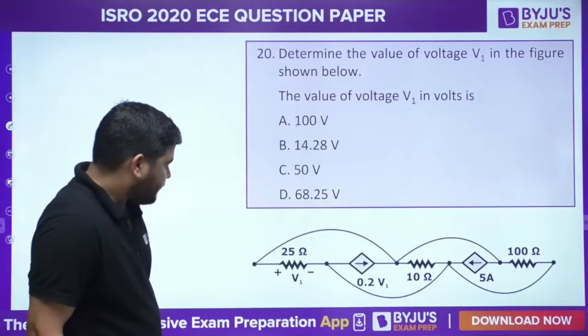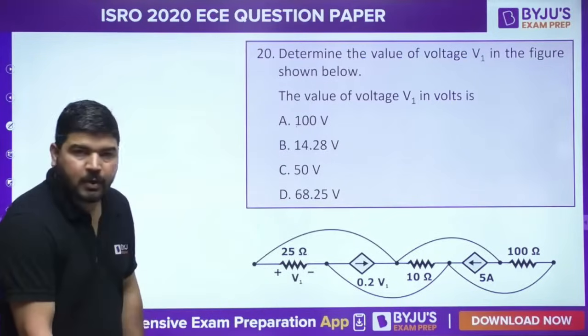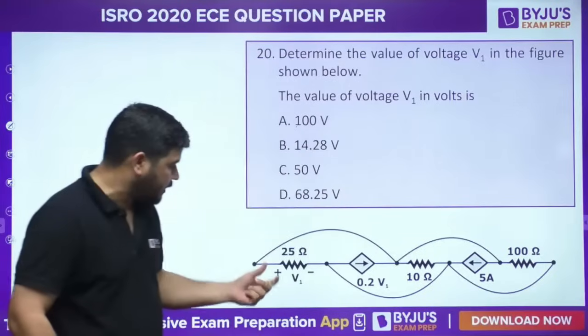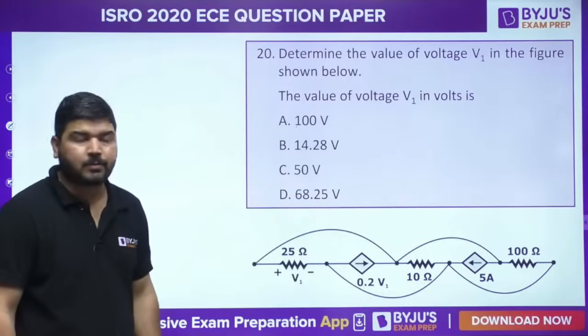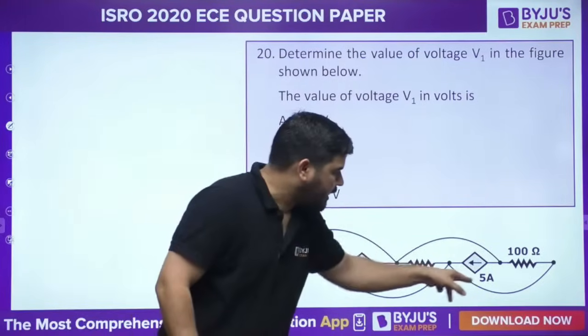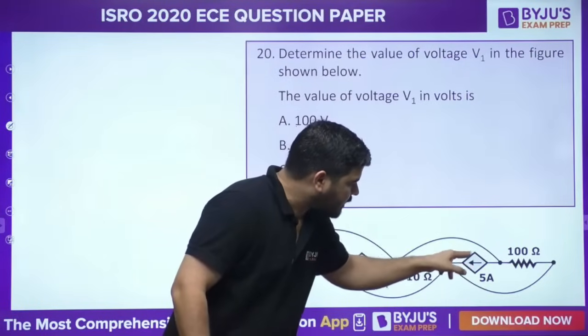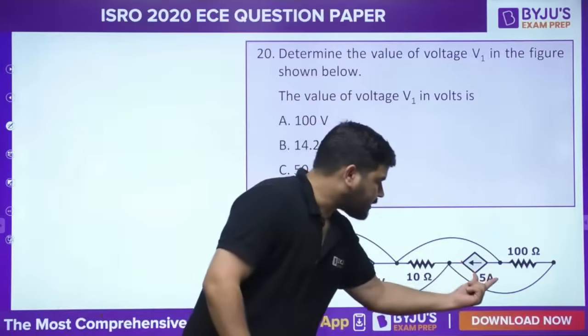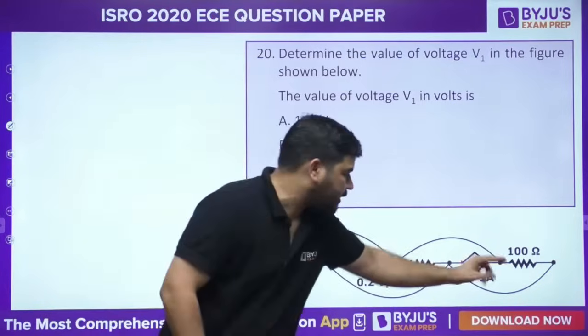In this question, we need to calculate this voltage. The circuit is provided to you. How to calculate this voltage, guys? It's very simple. There is one independent source. Though it is shown in the diamond shape, like a dependent source, actually it is independent. You can see the value 5 ampere.